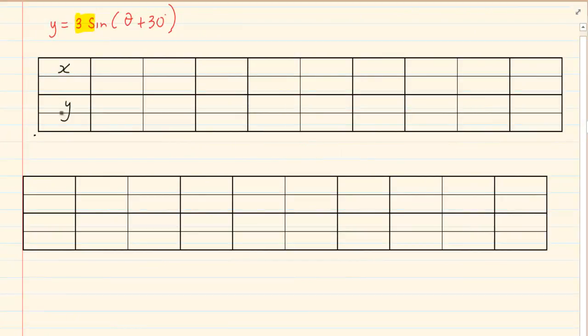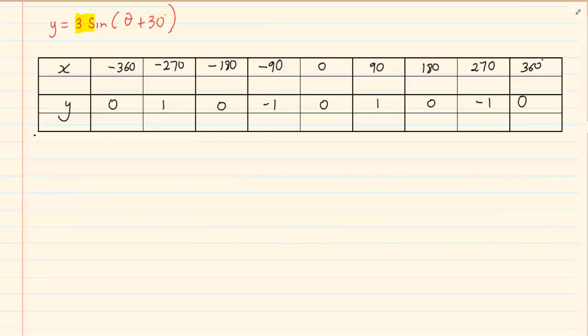You should know the mother graph already. Now, we have our x and y, but because we are doing grade 11 work, they tend to go into the negative as well as the positive. So you're not just going to go 0, 90, 180, 270, 360. You're going to also go into the negative. When you look at the mother graph, remember your table is important.